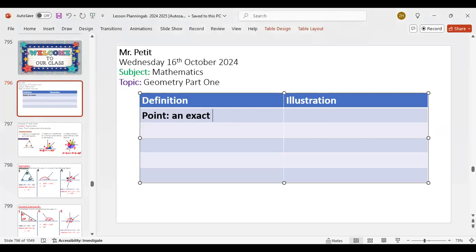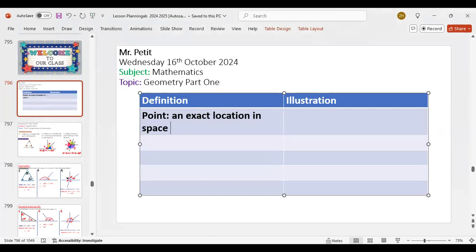Can you all stare at me properly? Yes, sir. It's an exact location in space with no dimensions. So a point has no dimensions, which means that it has 0 dimensions. It has no width, no length, and no height.